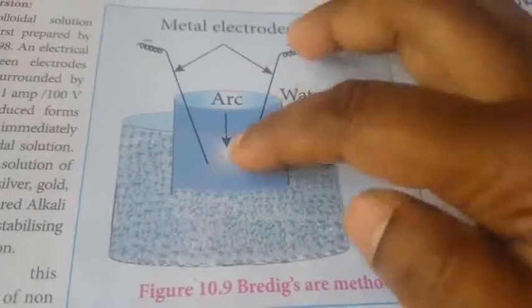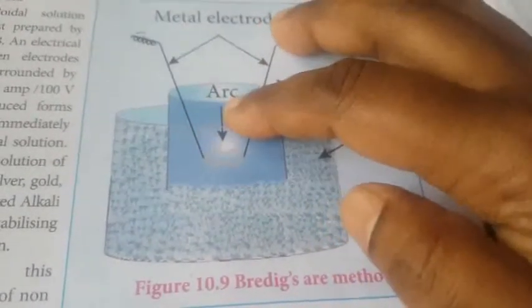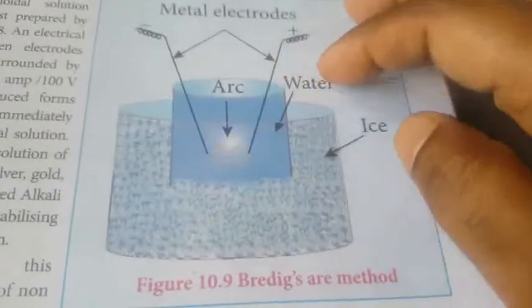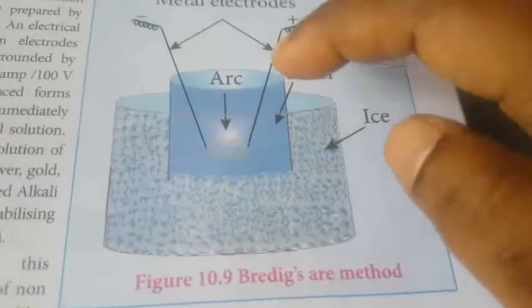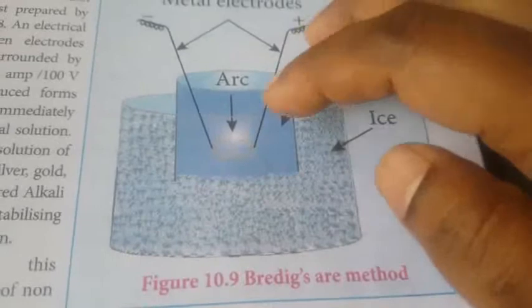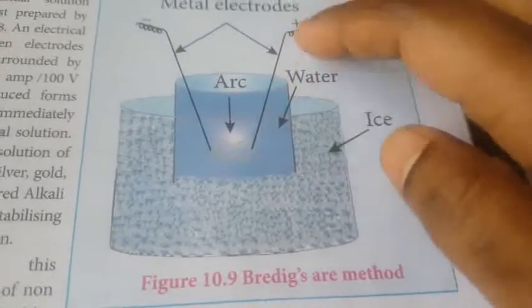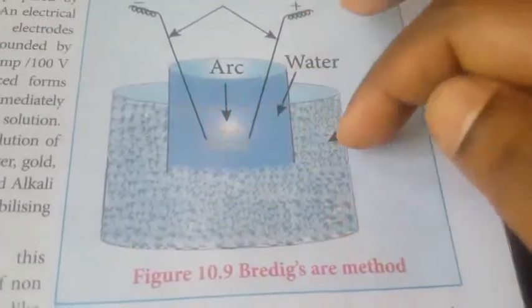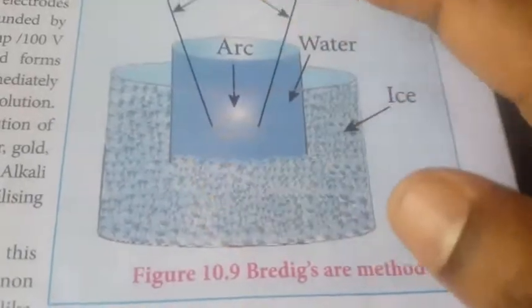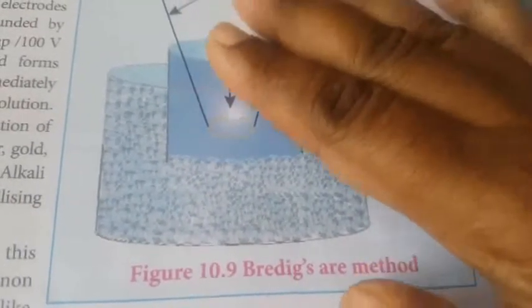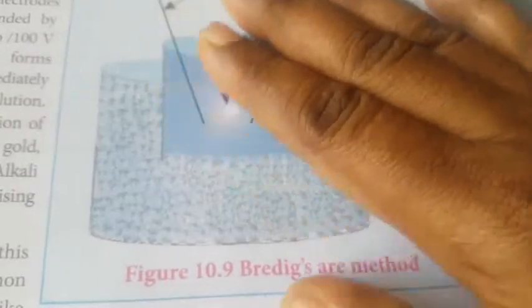In this method, two electrodes are struck between the electrolytes, surrounded by ice. One ampere current per 100 volt is passed through these electrodes. What will happen? The metals dissolve in this electrolyte, and using the ice it will be converted into a colloidal solution. This is the preparation of platinum colloid.